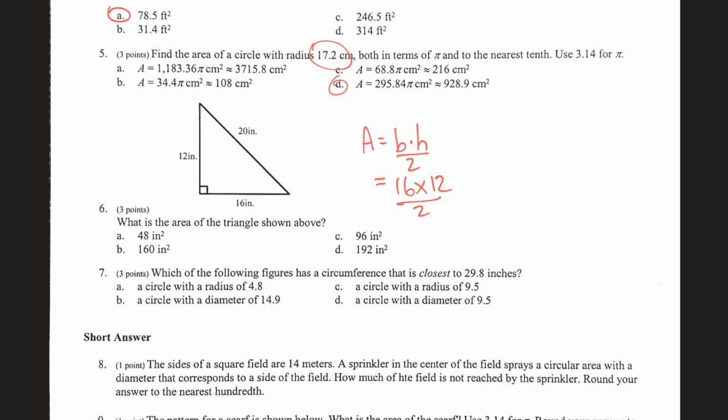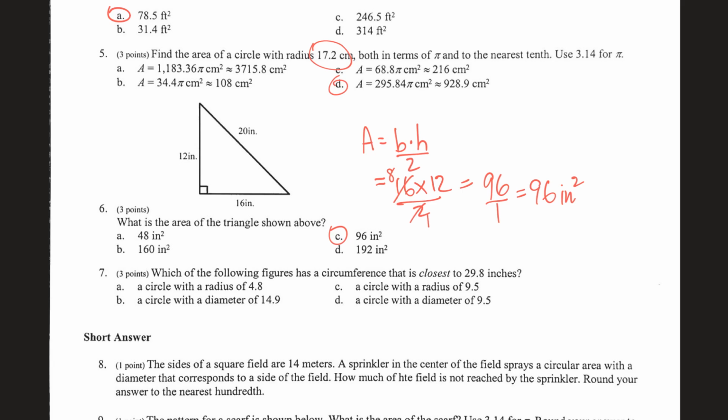Now here's my trick. I don't know what 16 times 12 is, and I do have a calculator next to me, but what I could do is take the larger number, 16, divided by 2. 16 divided by 2 is 8. So I could cancel this, and this is 8, and this is 1. So now I could just do 8 times 12. And that is 96 over 1, which is 96. See, I just did it without a calculator right there, but you could use one. And 96 square inches, because we're talking about area. And that's our answer, and that must be C right there.